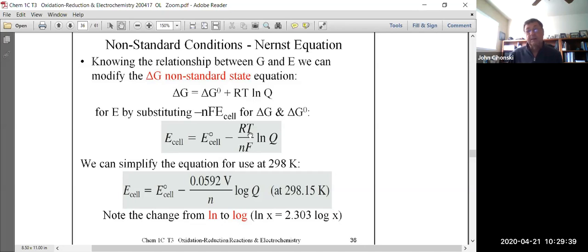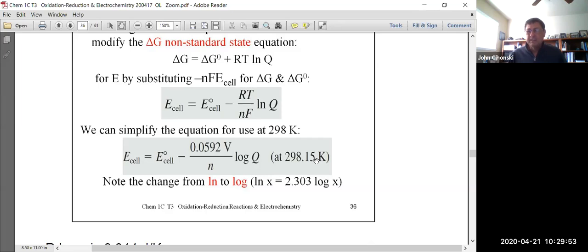Once we set the cell equation, the number of electrons won't change unless we change the stoichiometry, right? Okay, now, one of the things that you will see in the book, it's kind of a shortcut, is if we are only interested at room temperature, then what we can do is alter this equation a little bit and say E cell is equal to the standard voltage minus 0.0592 volt divided by the number of electrons involved. And this natural log gets converted to log base 10.